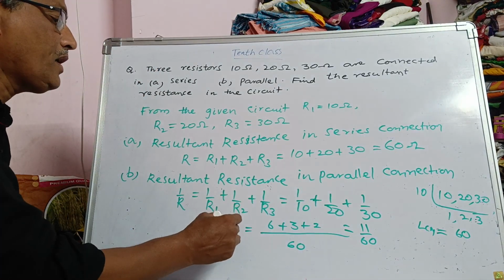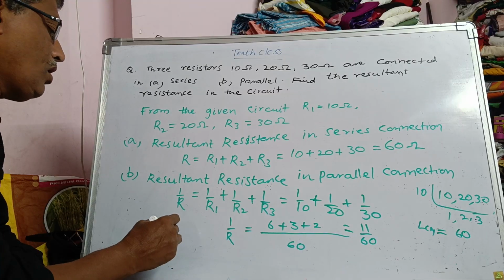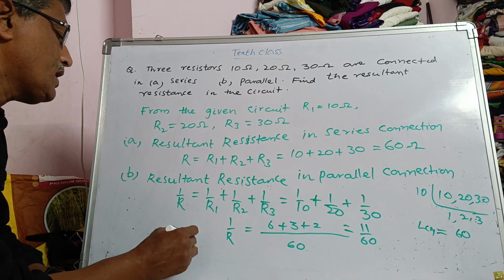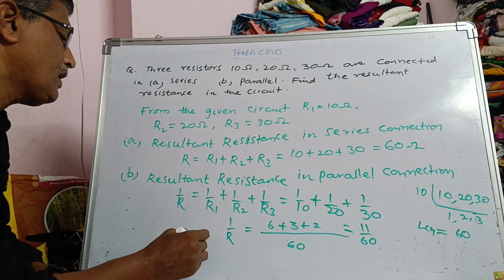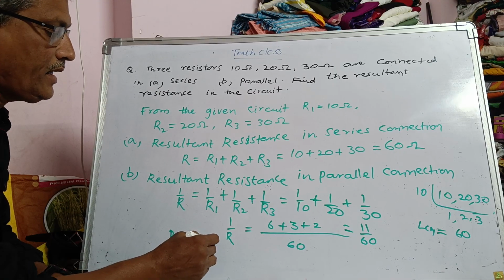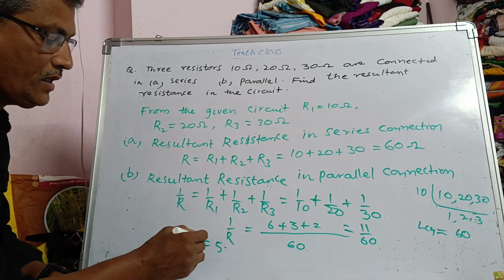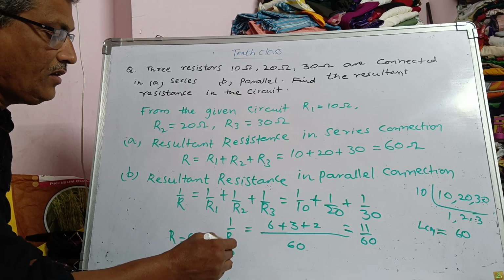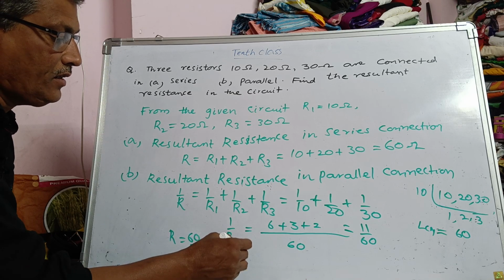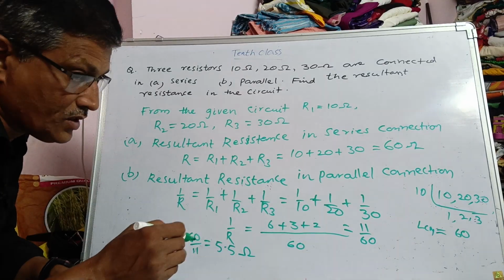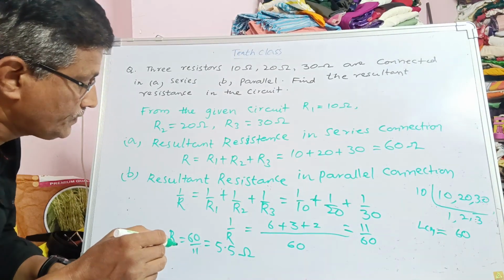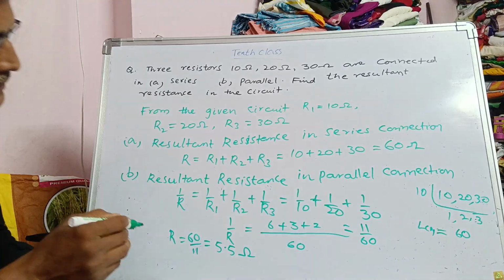It is 1 by R. So R will be equal to 60 by 11. On dividing, it is converted into decimal, 60 divided by 11, 5.5 ohms.